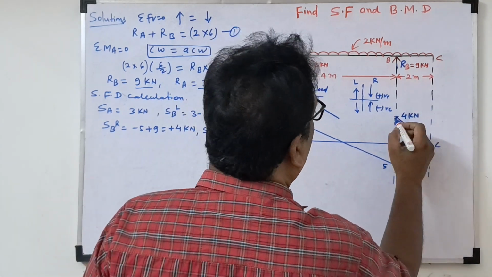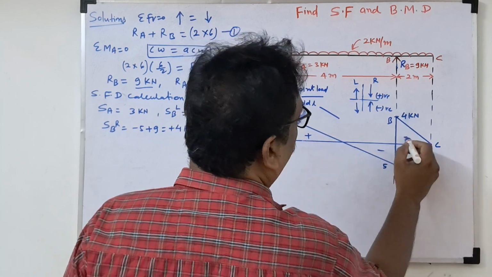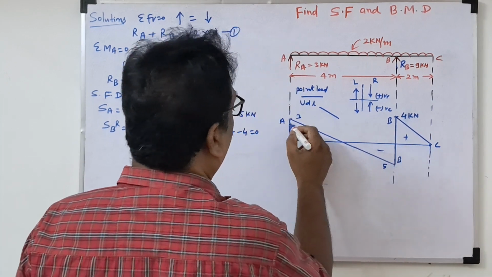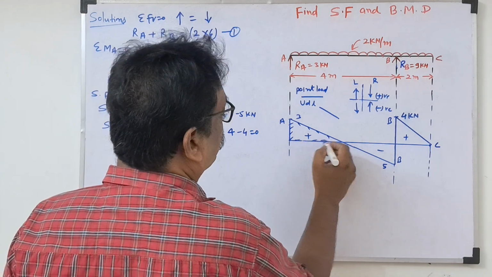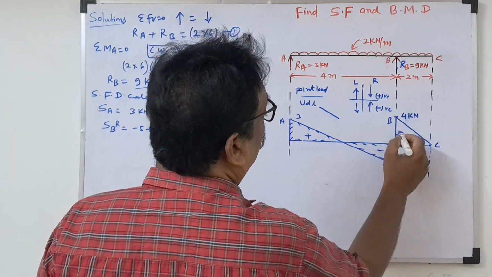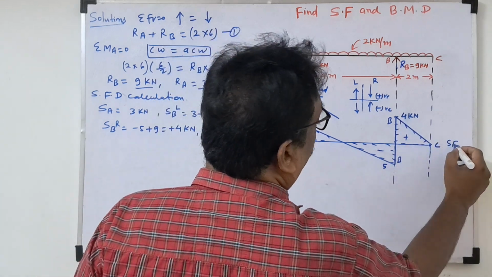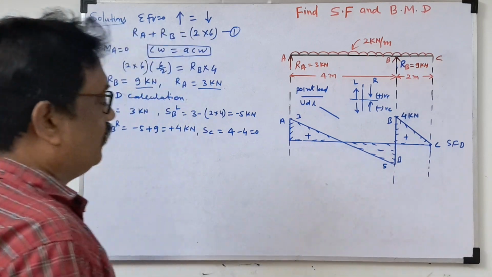So this is C, this is point B, this positive, negative, positive. So this is the shear force diagram calculation for this. So draw this hatch line. So it will look like this, the shear force diagram. So the shear force diagram is over.